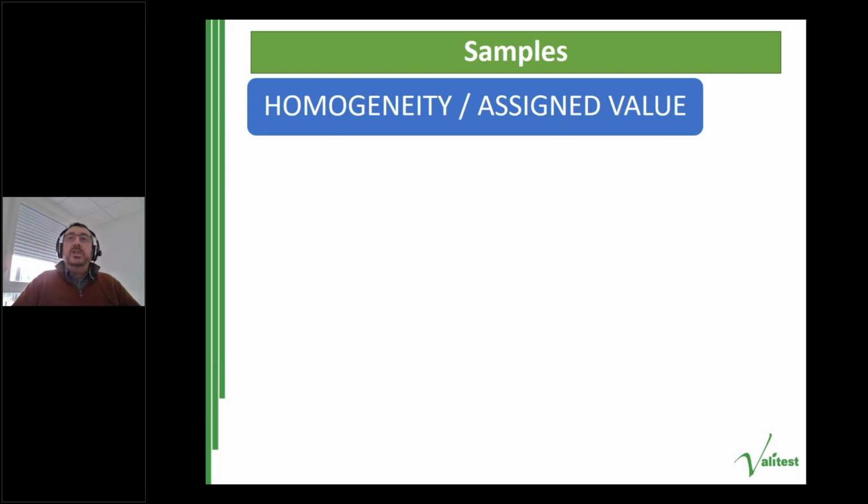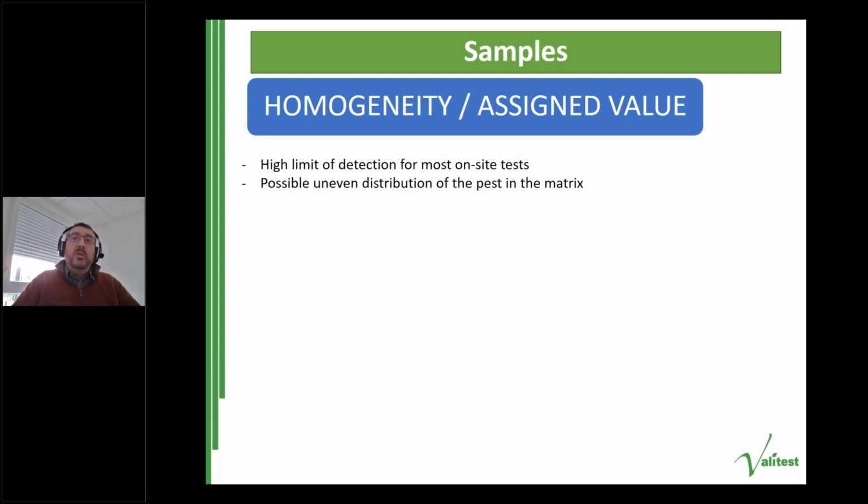Now regarding the homogeneity and assigned value for the lot of samples. Most on-site tests have a high limit of detection, and in some cases you can have possible uneven distribution of the pest in the matrix. So the homogeneity of the lot sample is a crucial point to be met for all on-site tests.